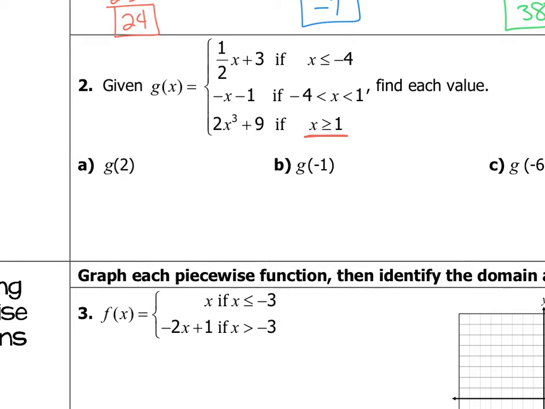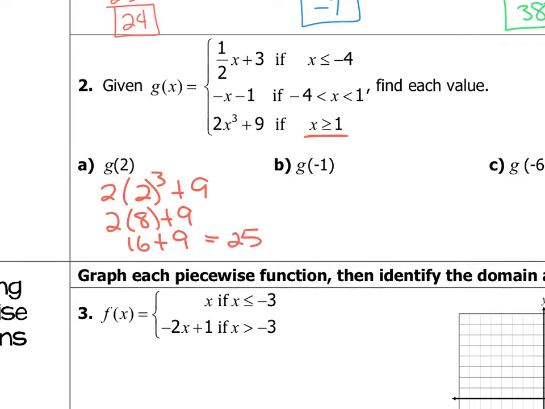So you're going to plug it into the bottom one. So 2 times 2 to the third power and then add 9. Well, 2 to the third power is 8. So it's 2 times 8 and then plus 9. That's 16 plus 9, which is going to give us 25. So your answer would be 25.